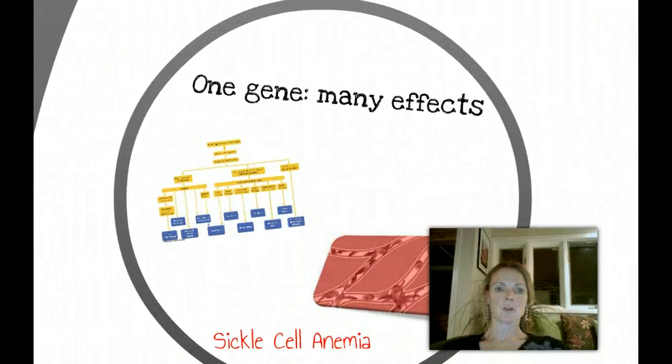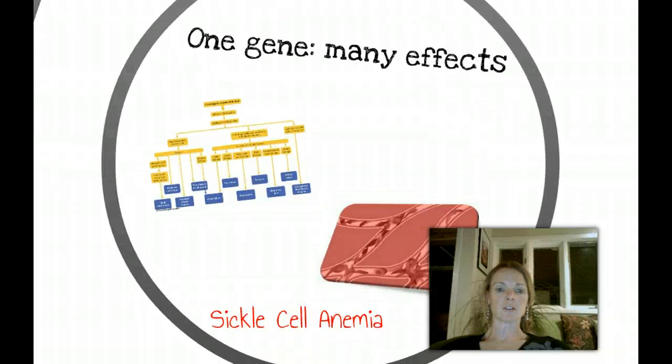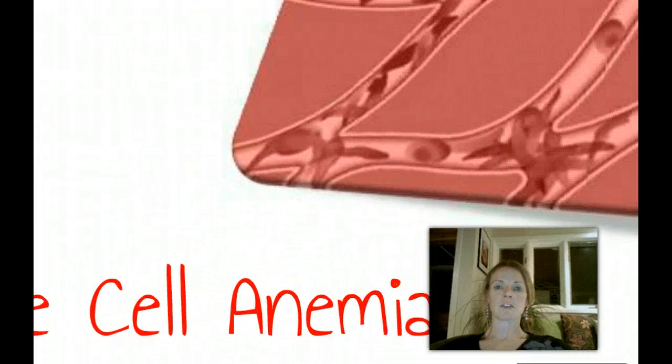So moving on, one gene, many effects. Let's talk about sickle cell anemia again, because this is a great example. Sickle cell anemia, I told you, is where you have a genetic defect where some of your red blood cells turn into a sickle shape. So these sickle cells basically do not go through blood vessels very well.